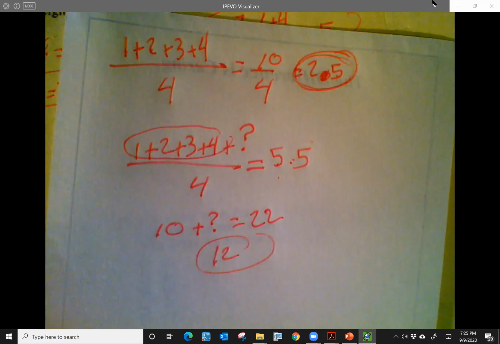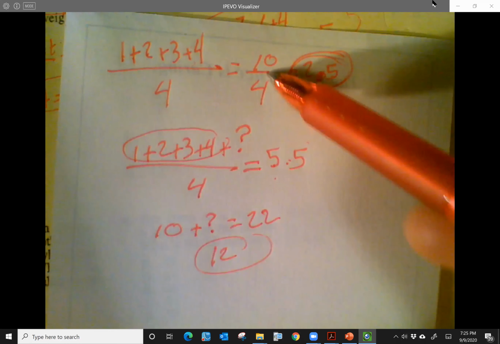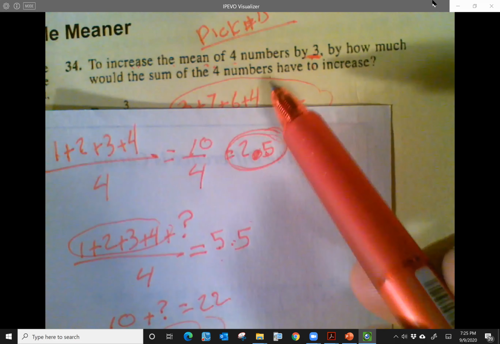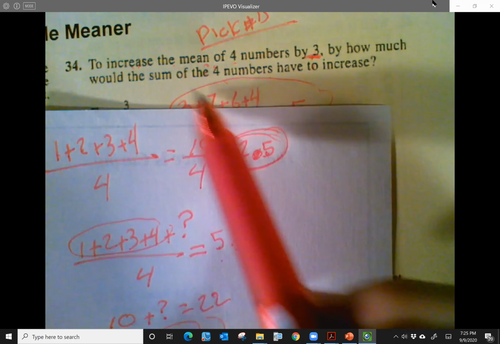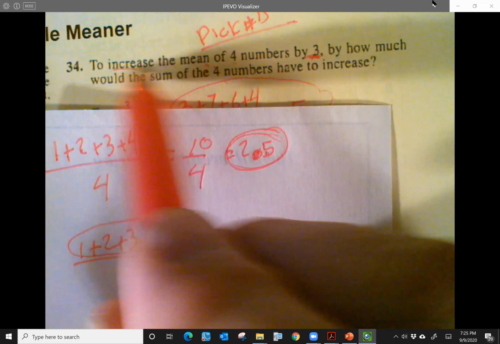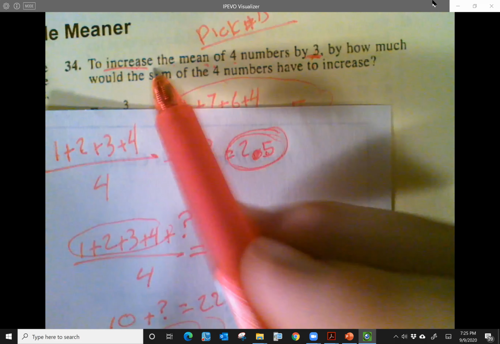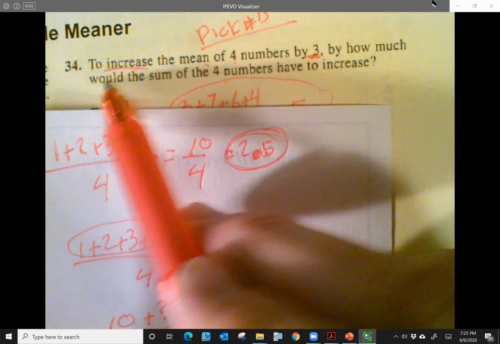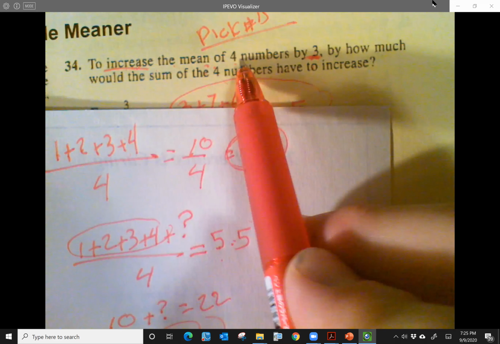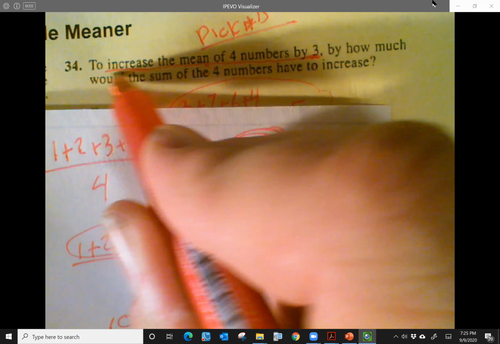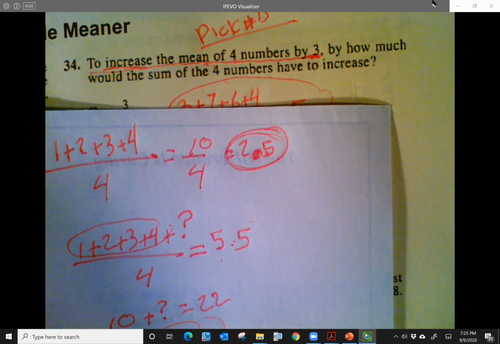So, any 4 number. 10 over 4 equals 2.5, and you got 2.5, but then you multiplied by 3 to get 5. No, I added 3 because it said added. To increase, remember, increasing means making larger, right? I want the sum, the mean increase. And see how dense this is? To increase the mean of 4, there's a lot of information in that little introductory clause up to the comma. There's a lot of stuff there.